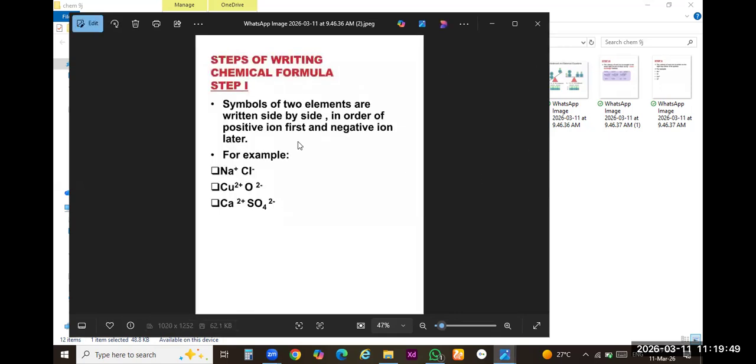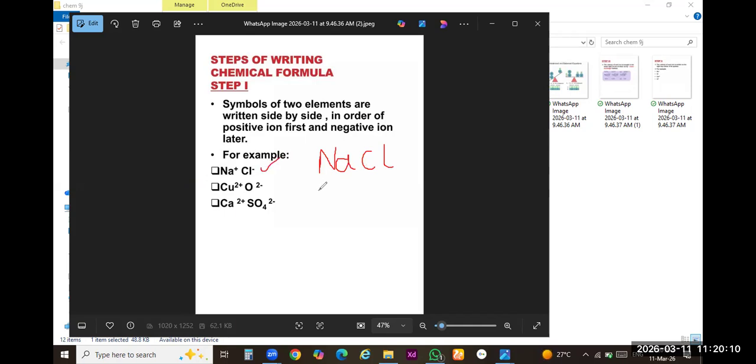The first step to write the chemical formula is to write down the elements side by side. Let's suppose we will discuss example number 1. Write down the elements side by side.